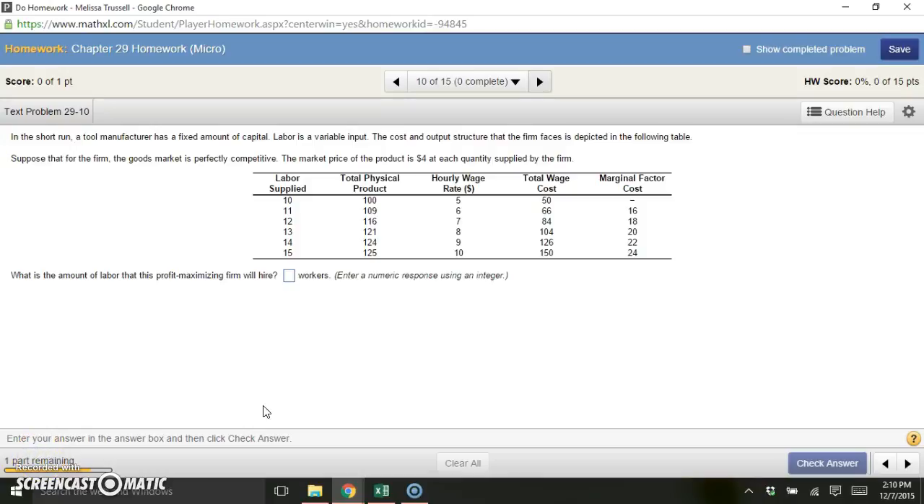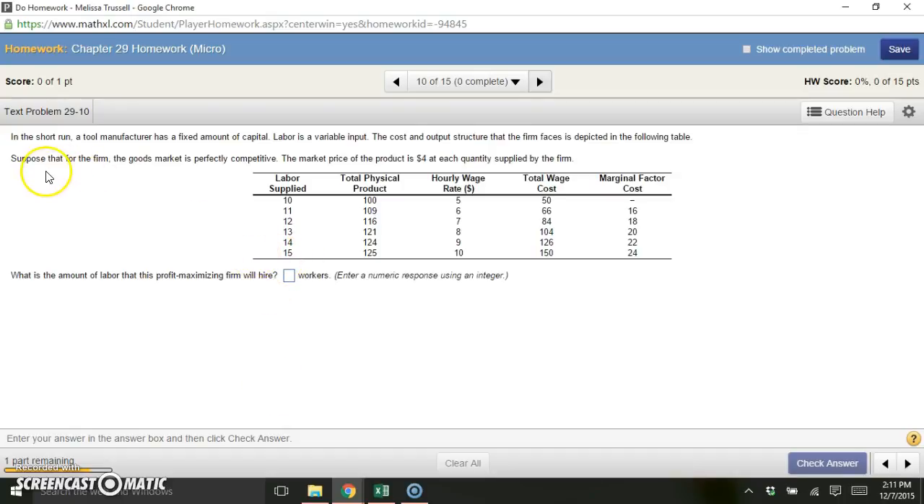This is question 29-10 from chapter 29, and we're given a table here that tells us the labor supplied, the total physical product, the hourly wage, total wage, cost, and marginal factor cost for a particular firm. And we're told that in the short run, the tool manufacturer has a fixed amount of capital, labor is a variable input, and the cost and output structure that the firm faces are what we see in the table here.